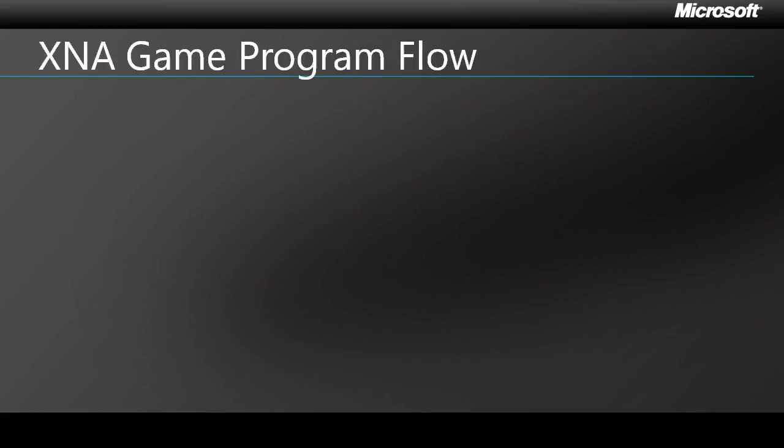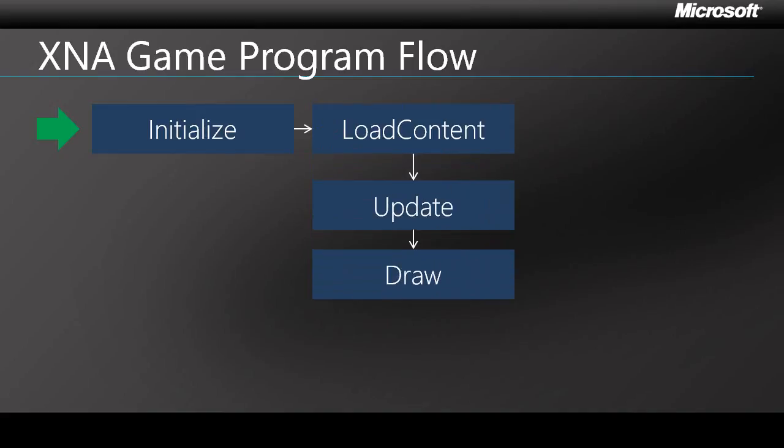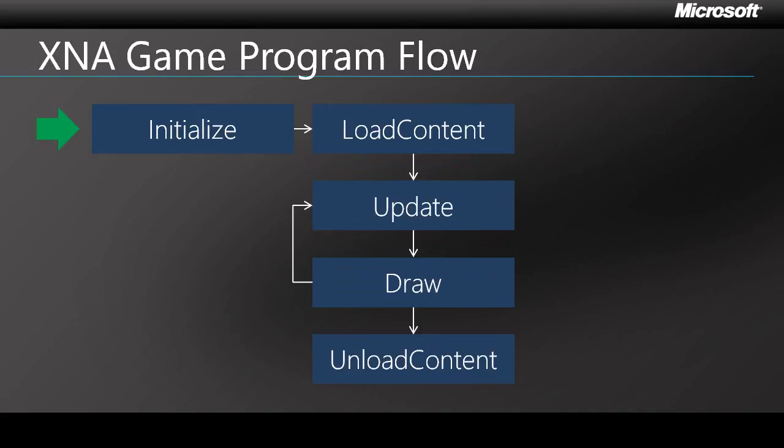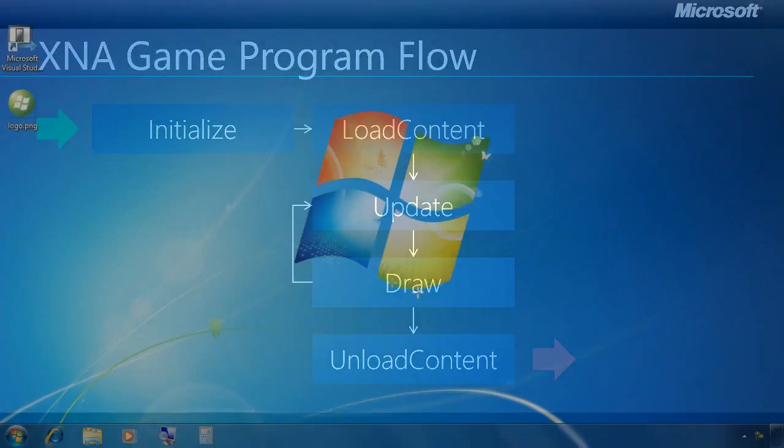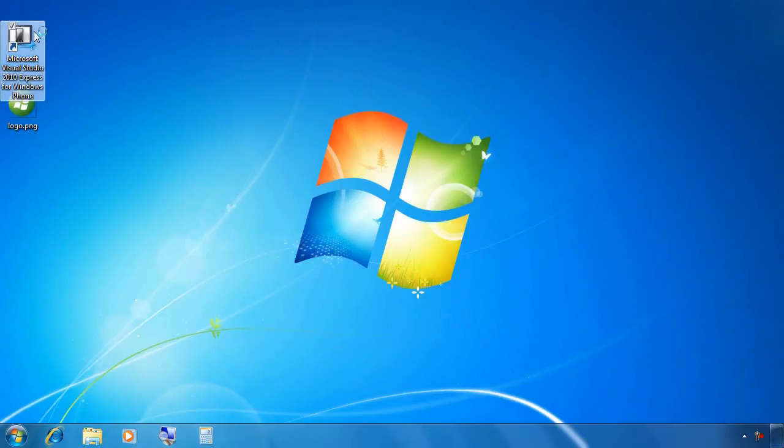Now here's another, more graphical way to view XNA game flow. The game starts with a call to your Initialize method, followed by LoadContent, then Update, and then Draw. But here's where the game loop kicks in. Update and Draw are repeated over and over and over again for the duration of the game. Now eventually, the player leaves the game, at which point the UnloadContent method gets called, and the game exits. Let's see how it works in a quick demo.